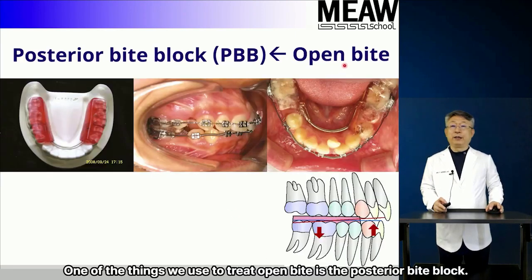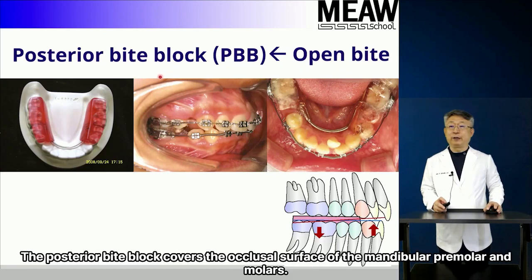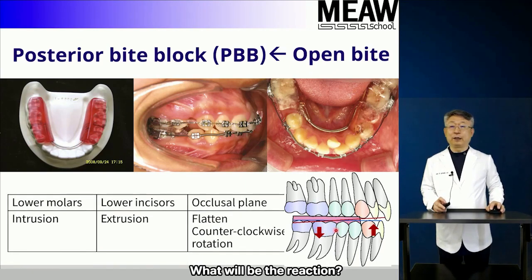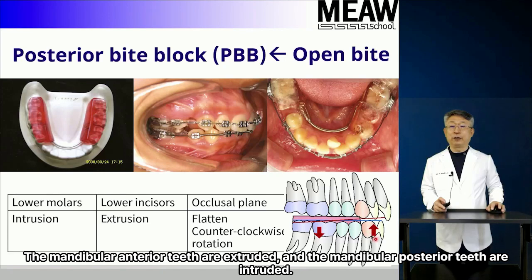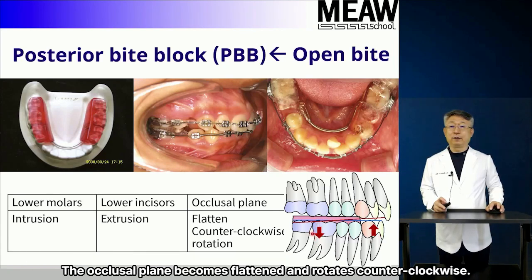One of the things we use to treat open bite is the posterior bite block. The posterior bite block covers the occlusal surface of the mandibular premolar and molars. What will be the reaction? The mandibular anterior teeth are extruded, and the mandibular posterior teeth are intruded. The occlusal plane becomes flattened and rotates counterclockwise.